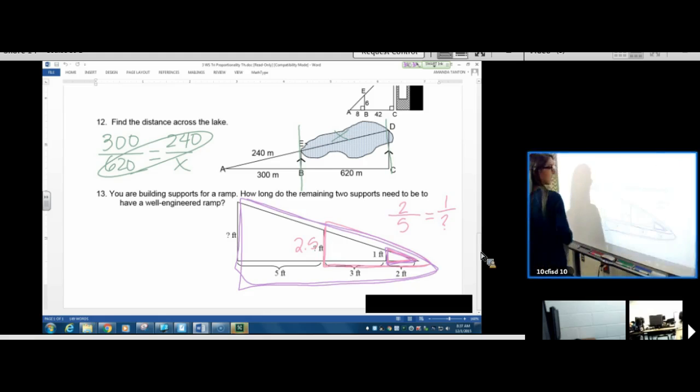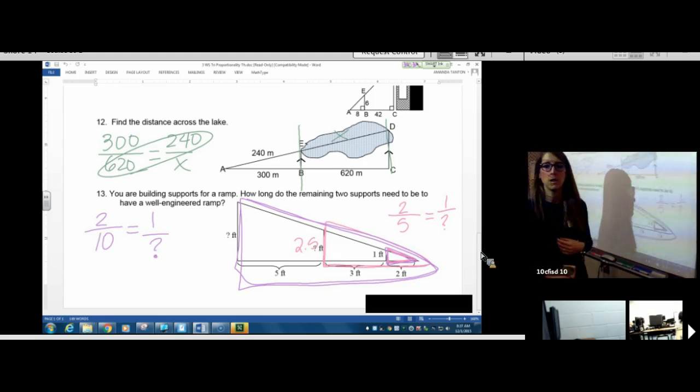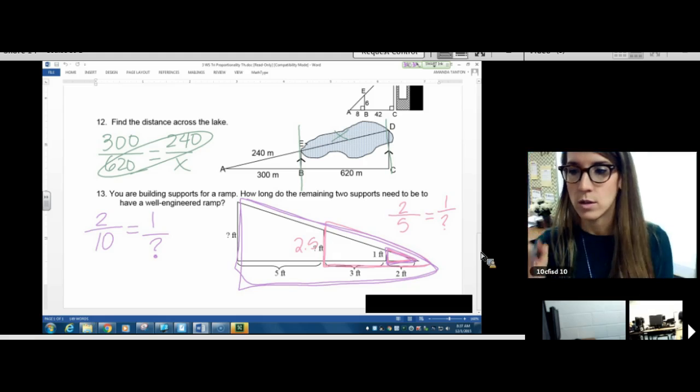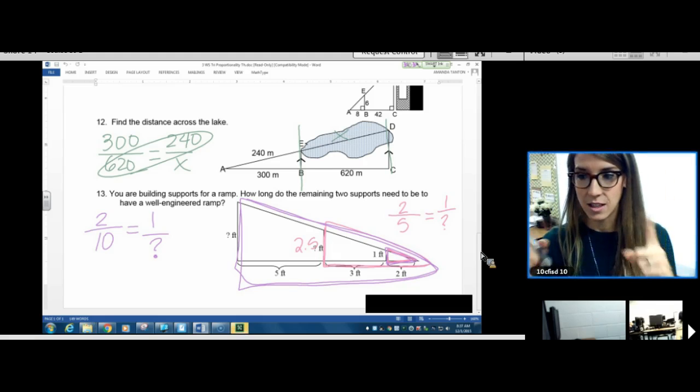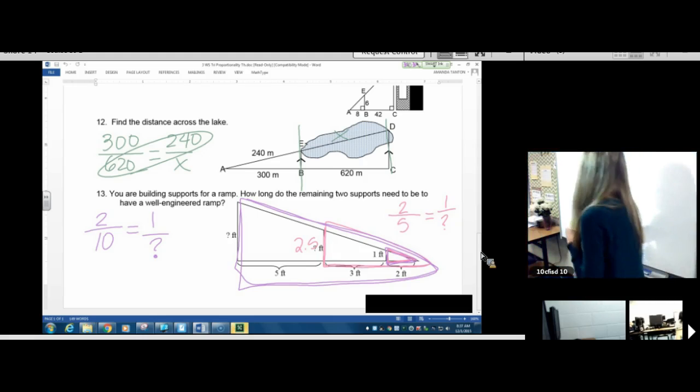So I'm going to say 2 is to 10 as 1 is to question mark. You know where I got the 10. I did 2 plus 3 plus 5. 2 is to 10 as 1 is to question mark. Yep, cross multiply and you get 5.